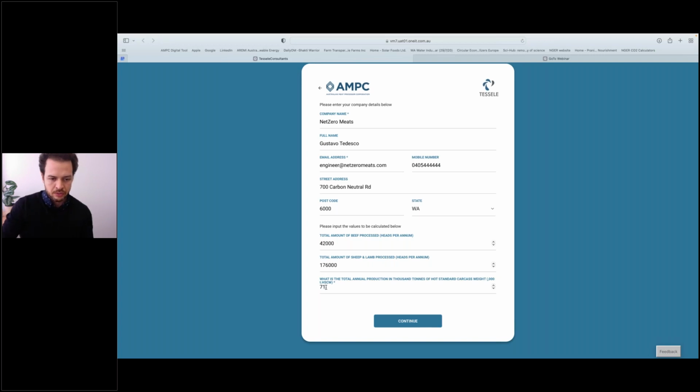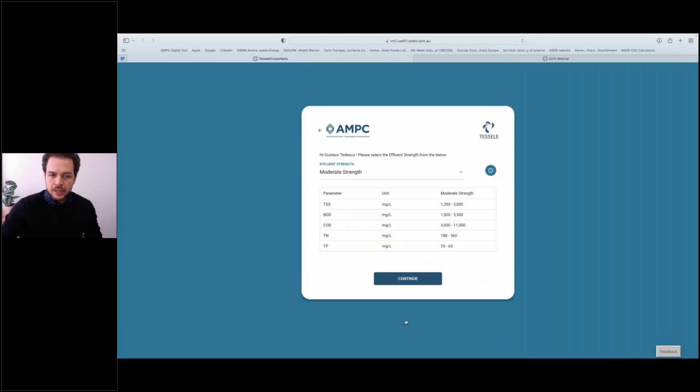But the user has to input the total production for combined beef and sheep in terms of 1,000 tons of standard hot carcass weight. So here, for the sake of this exercise, we will adopt 70,000 tons per annum for combined production and continue with the design.